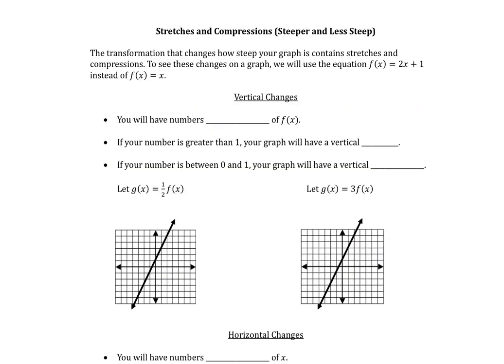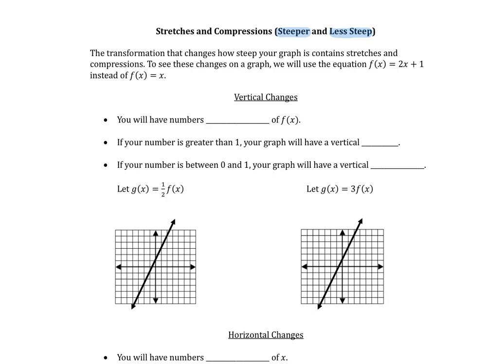All right, the next type of transformation we're going to talk about are my stretches and compressions, which is going to be telling us if my line's getting steeper or less steep. So if I see a number that appears in front of my x, that is going to tell me that it's either a stretch or compression, and that means my line's getting steeper or less steep.